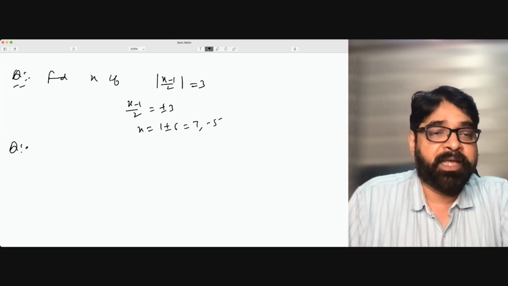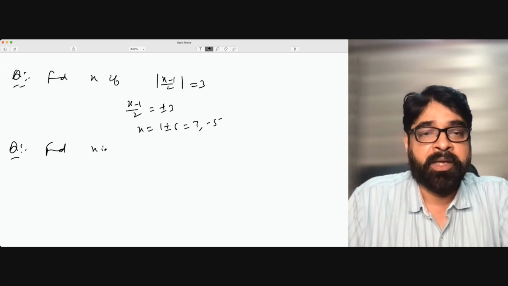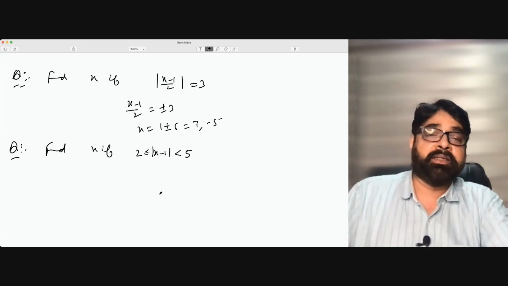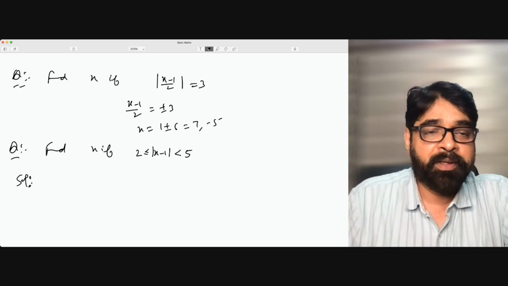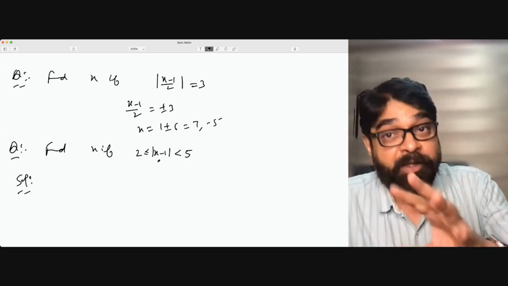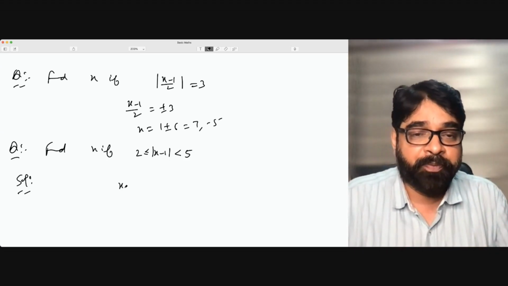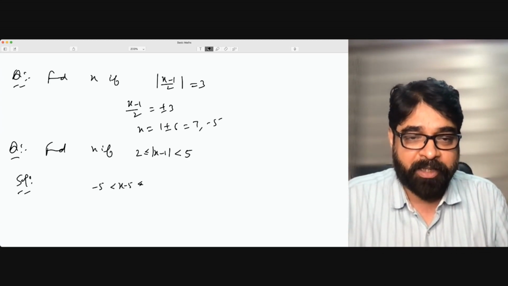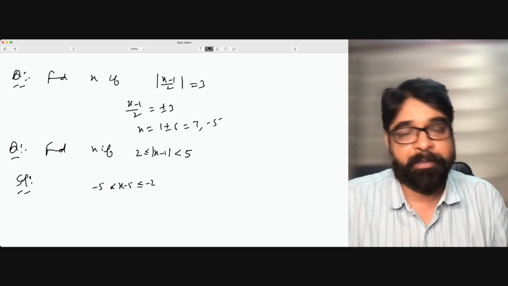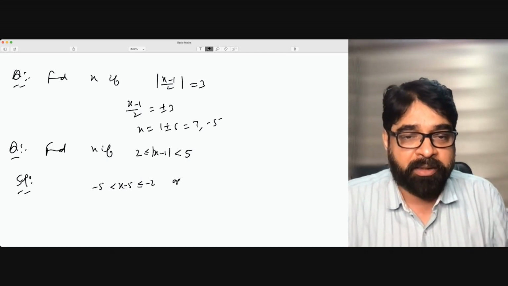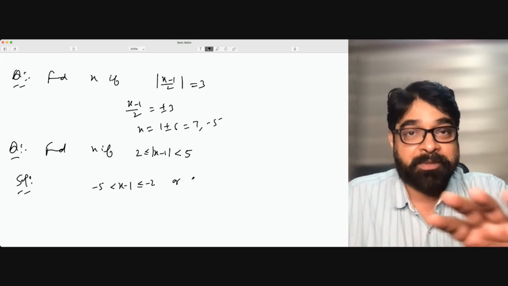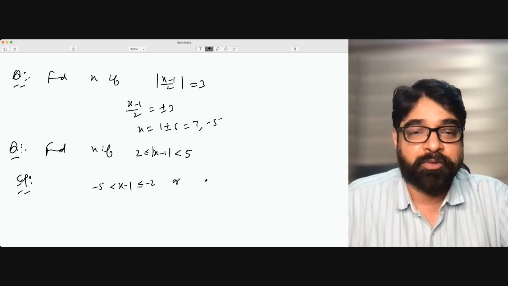Right? If I say find x if mod of x minus 1 is greater than or equal to 2 but less than 5. Correct? This question. So what will you say? Mod of something lies between 2 and 5. So this value x minus 1 will lie between minus 5 to minus 2. Careful, here the equal sign is not there, so I'm not putting an equal sign here. Or this is the one, I'm sorry. Sometimes I make calculation mistakes because I'm trying to do it fast.